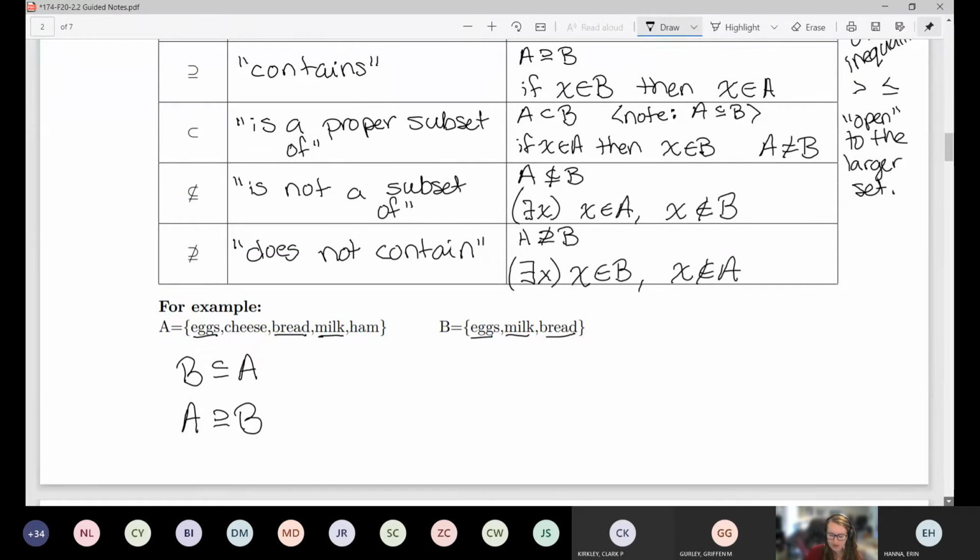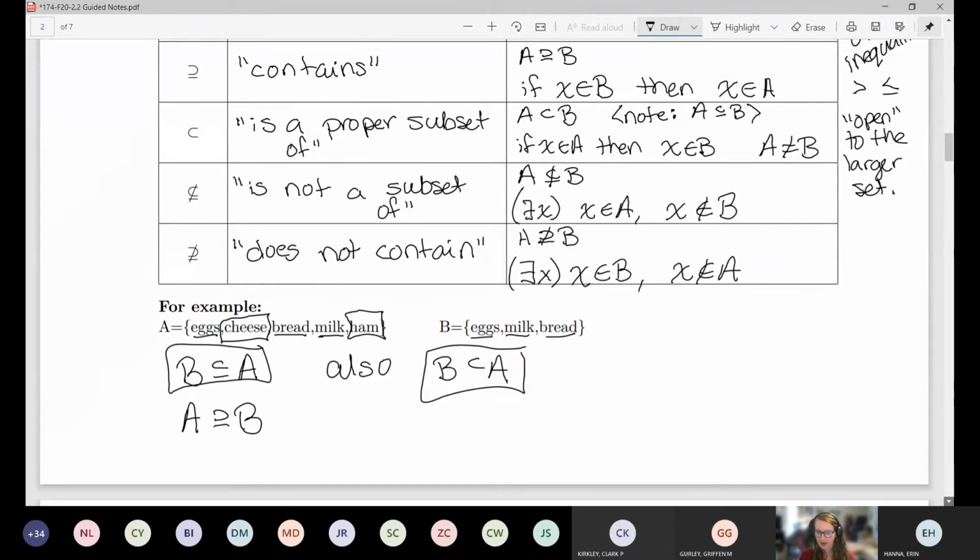We could also say that B is a proper subset of A, because there are elements in A that are not in B, so they're not the same set. Saying that it's just a regular old subset is not incorrect, but it's a stronger statement to say that it's a proper subset, which essentially allows us to say one is contained inside the other, but they're not the same set.